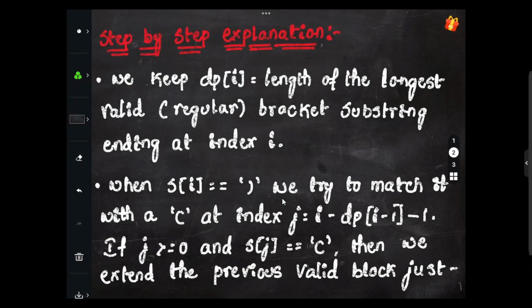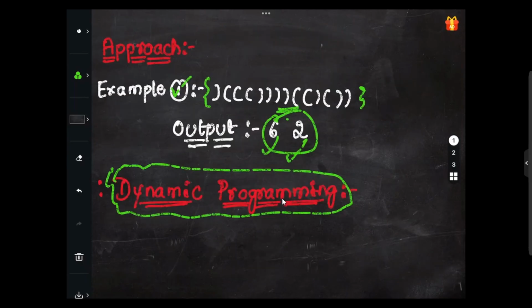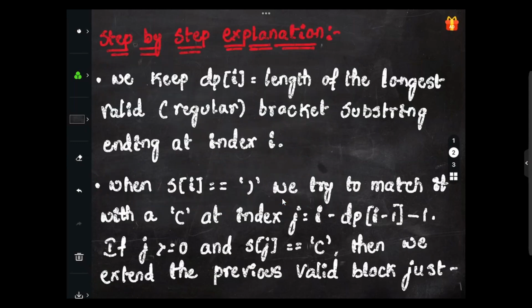Let's move on with the step-by-step explanation. I'll be speaking accordingly with the same example. First thing is we'll keep a dp of i. Dp of i is nothing but the length of the longest valid regular bracket substring that is ending at the index i.